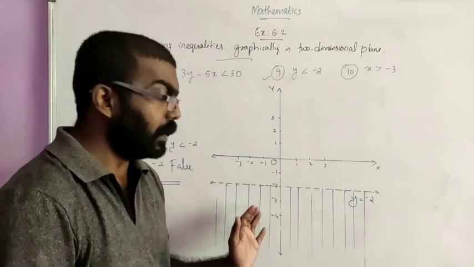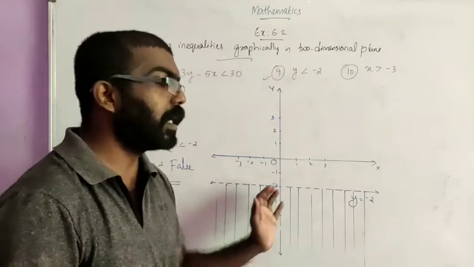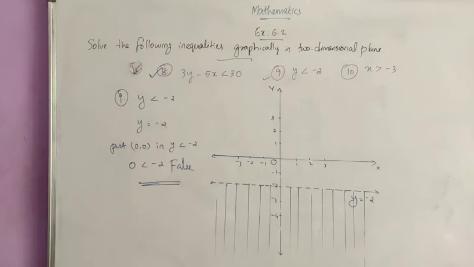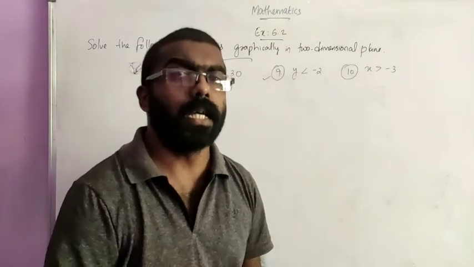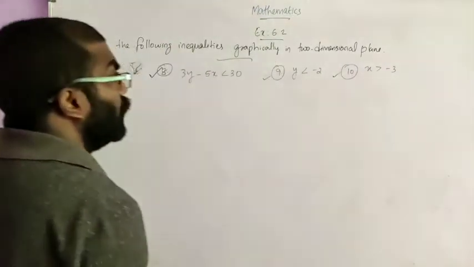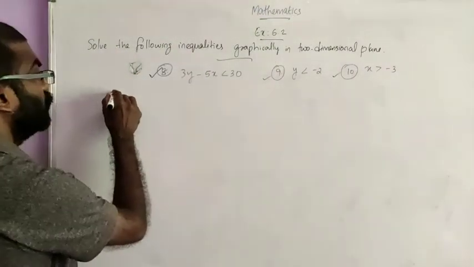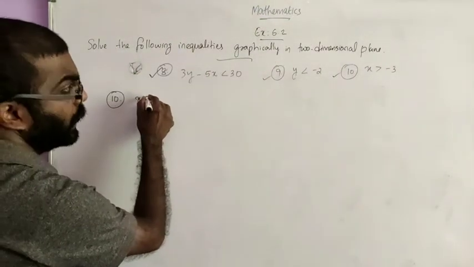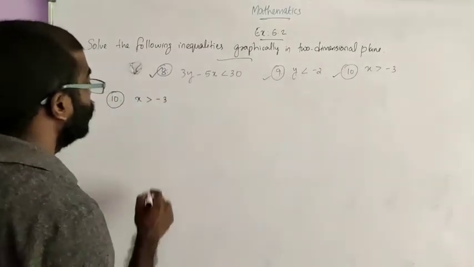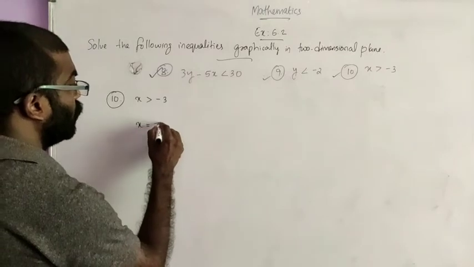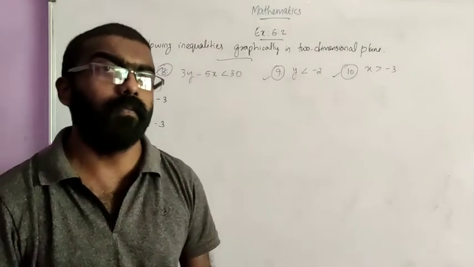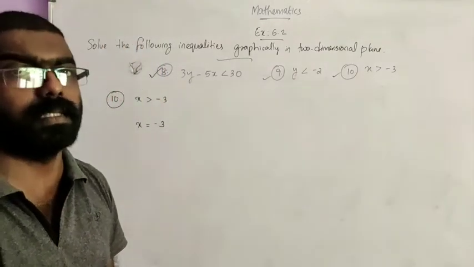So here this shaded region will represent the solution. Okay. Now we move on to the last question in this exercise. The 10th question. x is greater than minus 3. It's also similar to the previous question. So first we can write x equal to minus 3. And as we know, x equal to a is a line which is parallel to y axis. Okay.